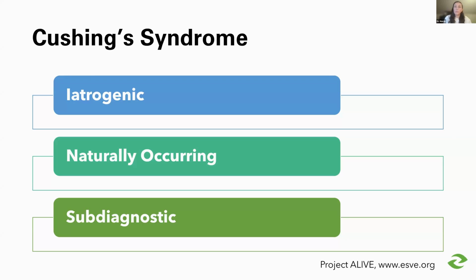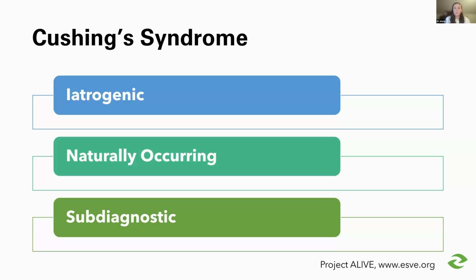And Cushing's syndrome is the term that we use to describe a range of clinical syndromes caused by chronic glucocorticoid excess. So there's actually several different etiologies of excess cortisol in the blood. In iatrogenic Cushing's, we have exogenous glucocorticoids that are provided to the system, whereas in naturally occurring Cushing's syndrome, we have excess glucocorticoids that are endogenous or internally created. And recently, experts have introduced a new category called subdiagnostic Cushing's syndrome, which we're going to discuss later.